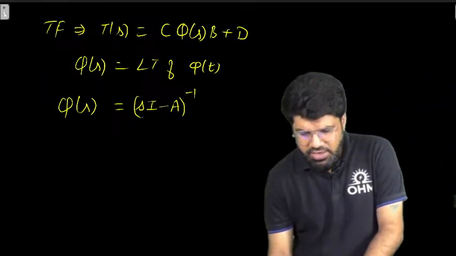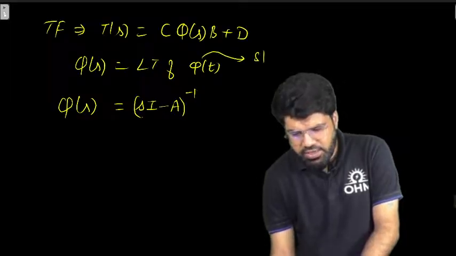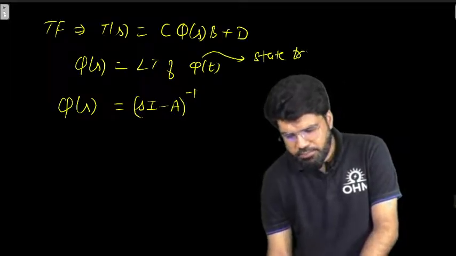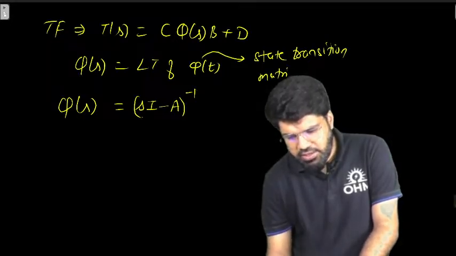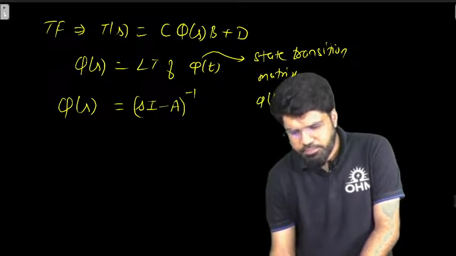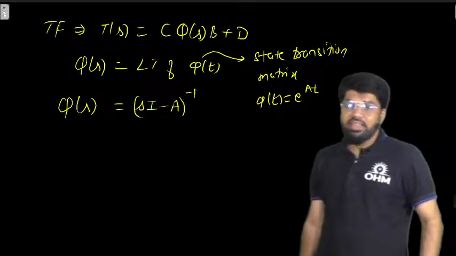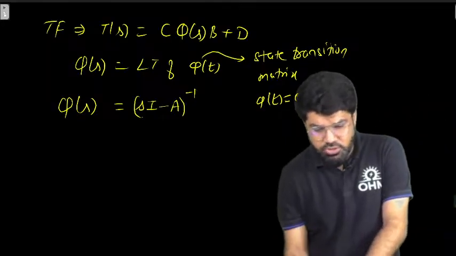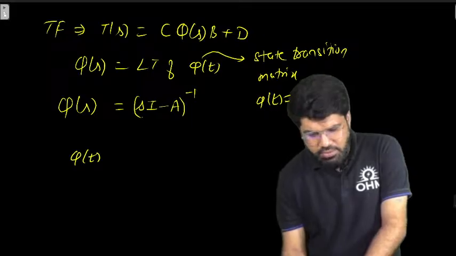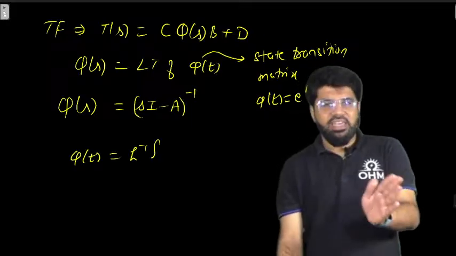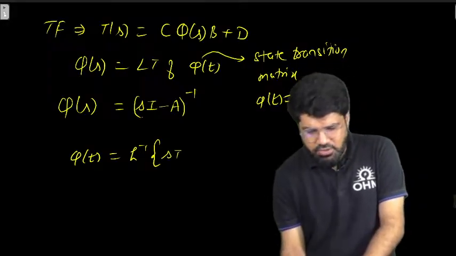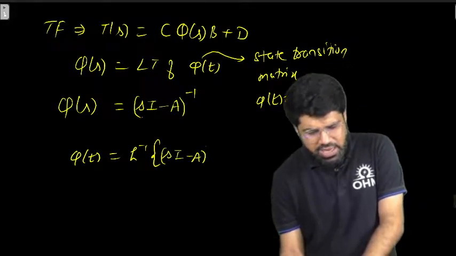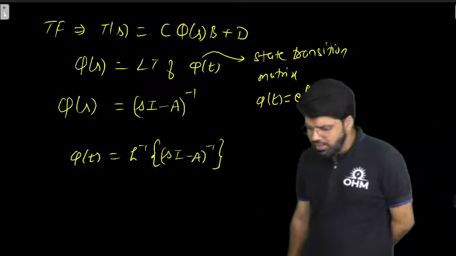What is phi(t)? A quick revision: phi(t) is an important thing, the state transition matrix, basically defined by e power At. If you have to calculate phi(t), it becomes the inverse Laplace of phi(s), that is the inverse Laplace of (SI minus A) whole inverse. Here I don't have to calculate the inverse Laplace, but I'm just telling you the formula.